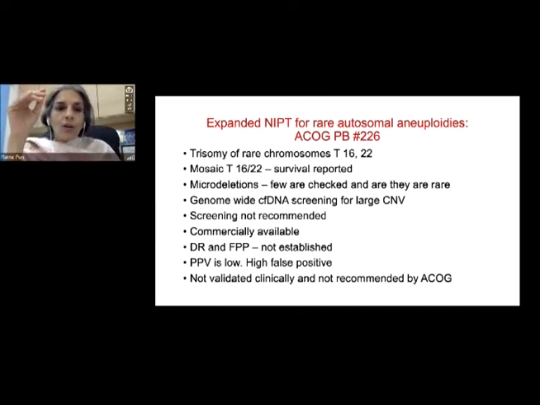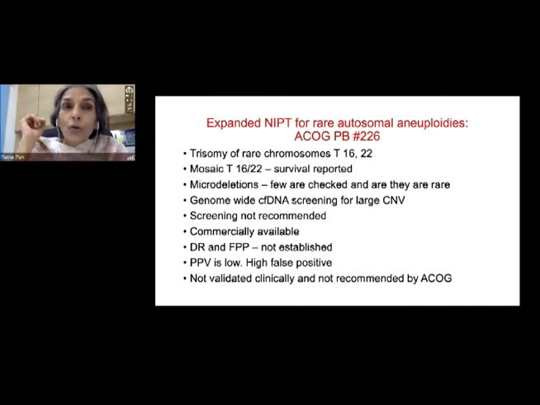None of these are recommended by the latest ACOG guidelines, even though they are commercially available. And the reason for not recommending them is, one, because the prevalence is very low. Two, because of that, there is not enough data about the detection rate and the false positive rate. The positive predictive value for all of these is very low, and that is why you get high false positive rates. We don't even know if that specific abnormality is present.